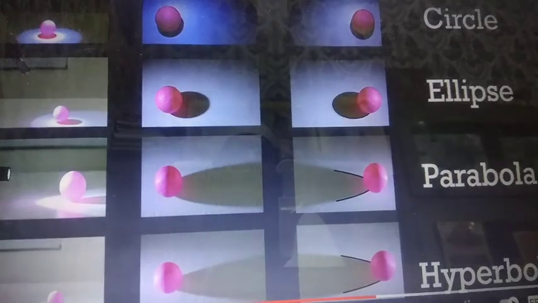So you saw that when I changed the position of my torch, I was getting 4 different conic sections for different positions of the torch. You can also try this experiment.